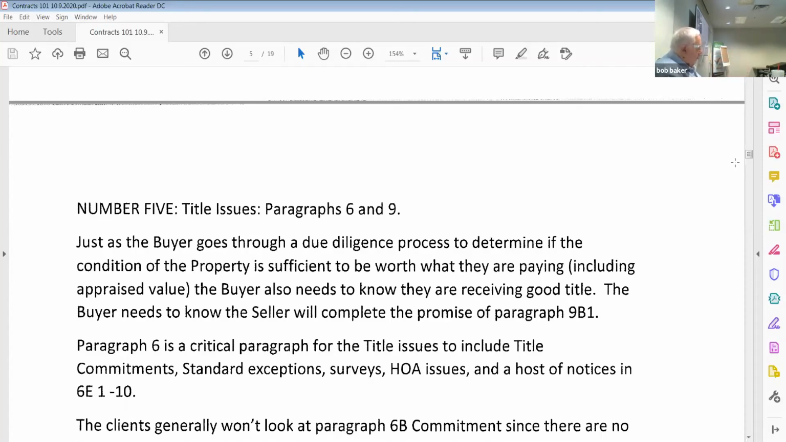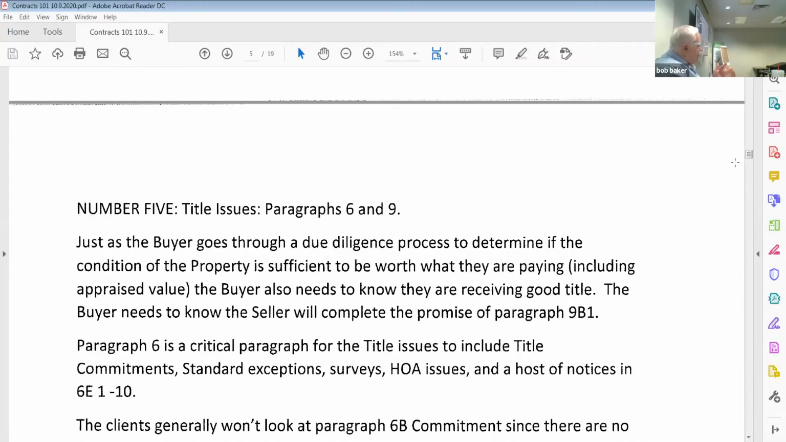So we find ourselves dealing with the commitment, the title commitment, the title issues, and we talked about it here in dealing with paragraph 6. We also talked about it a little bit in paragraph 9. But a really important paragraph in paragraph 6 is paragraph 6B.